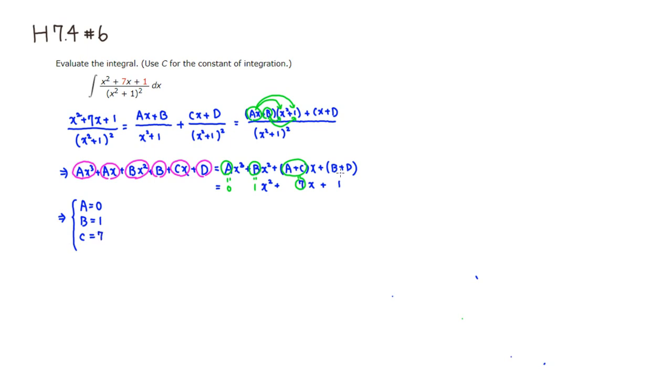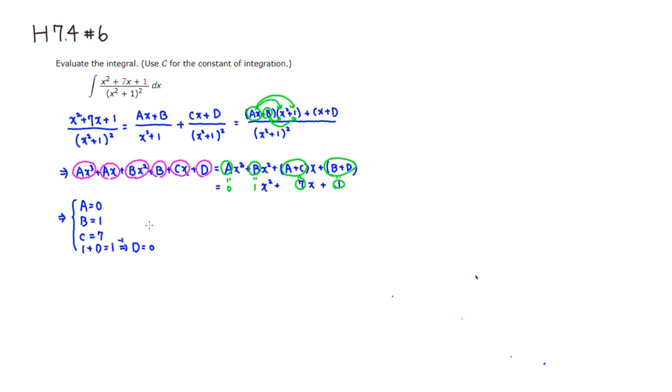Again, b is 1. So you have 1 plus d. We have to make sure that this is equal to 1, because we have to match those two. So that's going to be equal to 1, which makes, by subtracting 1, d equals 0.